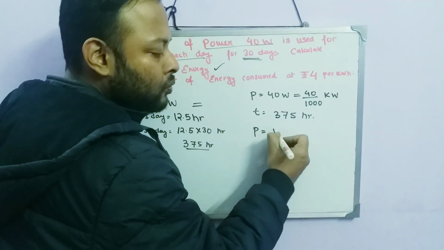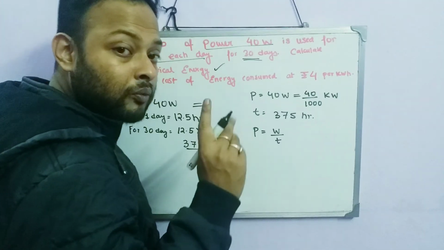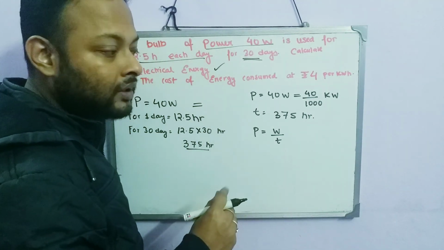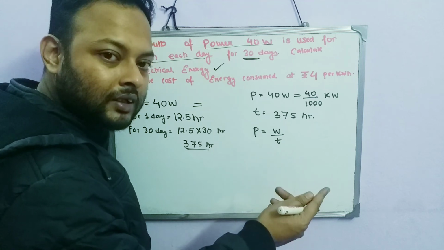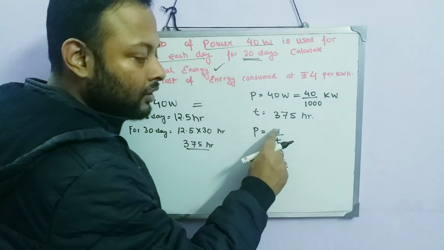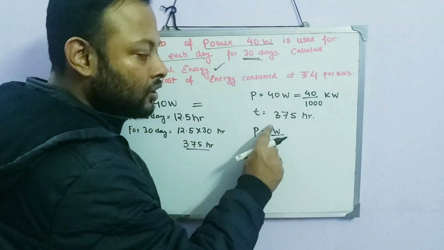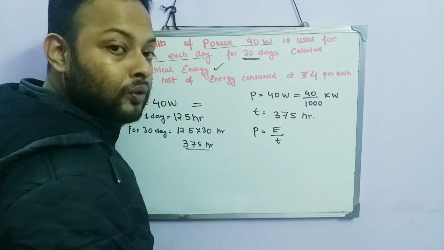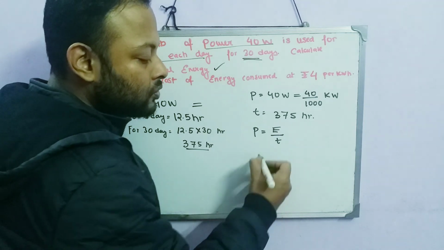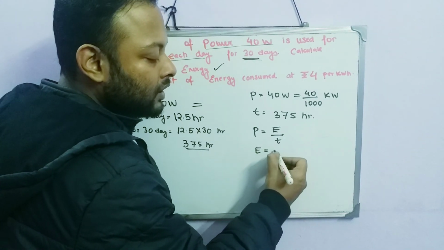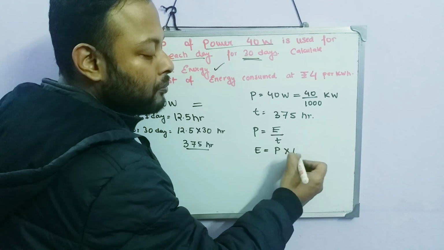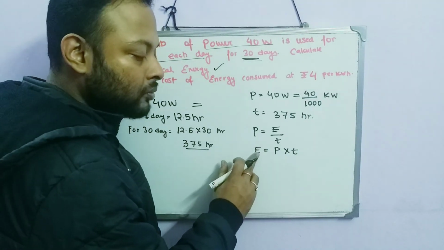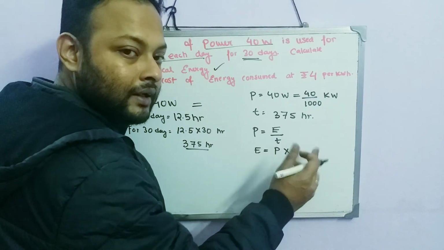Power is equal to work done by time. We know this formula, we did it in class 8. And I have also told you this work done is nothing but energy, according to the work energy theorem. So instead of work done, I can write power is equal to energy by time. So ultimately energy is equal to what? Power into time. So the energy that I am consuming is equal to power multiplied by time.